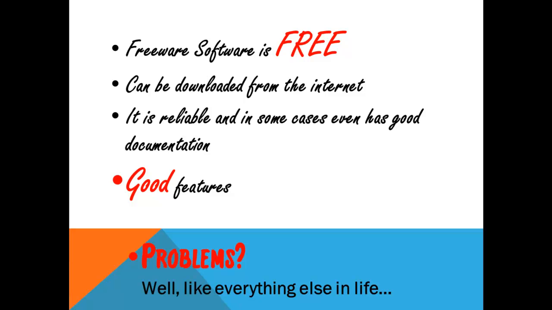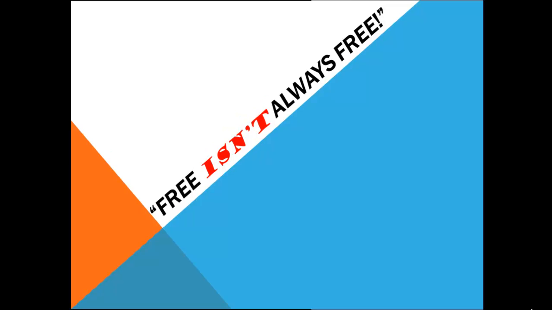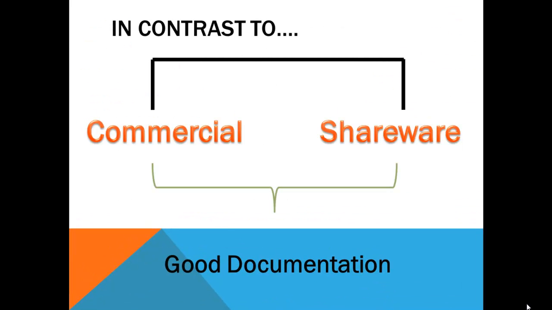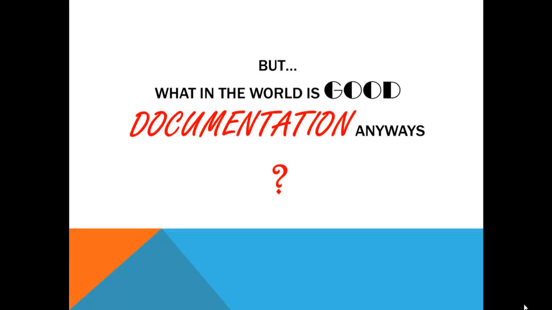Although many people may prefer buying the shareware or commercial software for their reliable sources and known manufacturers, freeware is also reliable, and it does in some cases offer a built-in manual. Though like everything else in life, free isn't always free, and in this case, what was thought is free is not exactly perfect. In contrast to commercial and shareware software, which have very good documentation and many tutorials and guides on how to use the program, freeware programs do not always have good documentation, may not even have any at all. But what is documentation anyways?